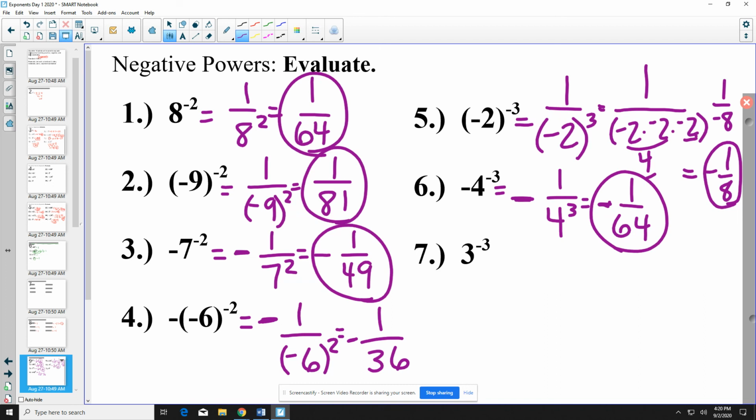Okay, write down number 7. 3 to the negative 3. Okay, this is an exponent that's negative, so remember our answer is a fraction. It's 1 over 3 to the third. 3 to the third is 3 times 3 times 3. So 3 times 3 is 9, times 3 is 27. That would be a 1/27.